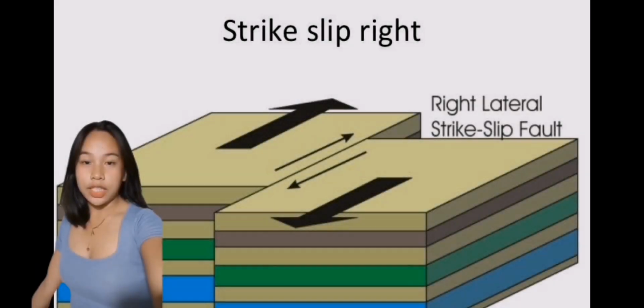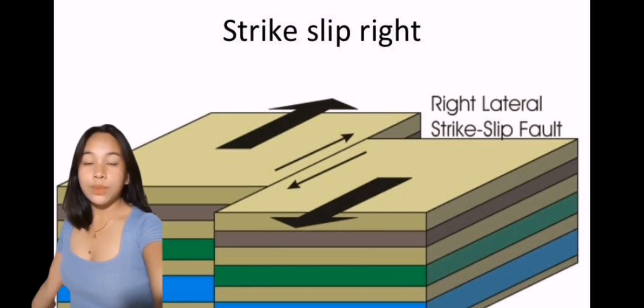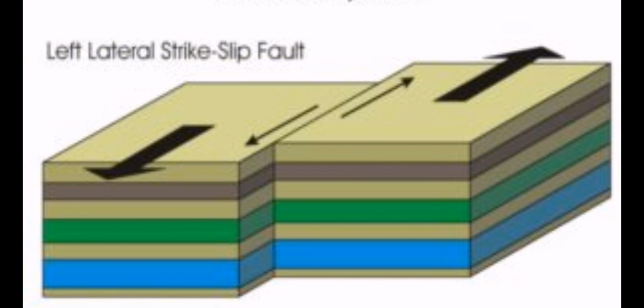Strike-slip faults are vertical or nearly vertical fractures where the blocks have mostly moved horizontally. If the block opposite an observer looking across the fault moves to the right, the slip style is termed right lateral. However, if the block moves to the left, the motion is termed left lateral.